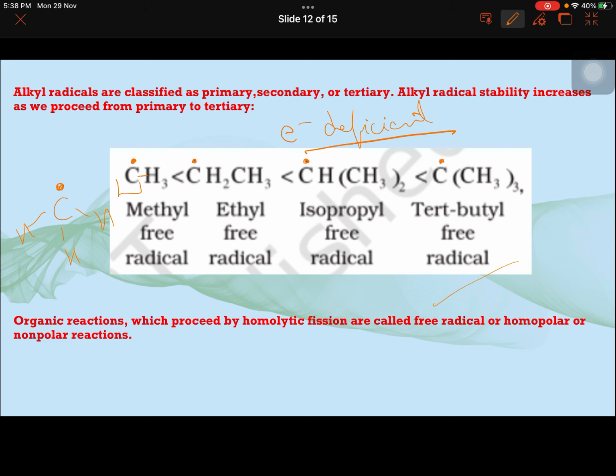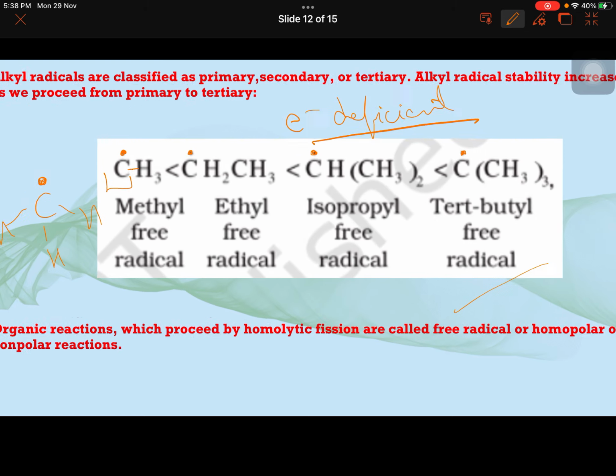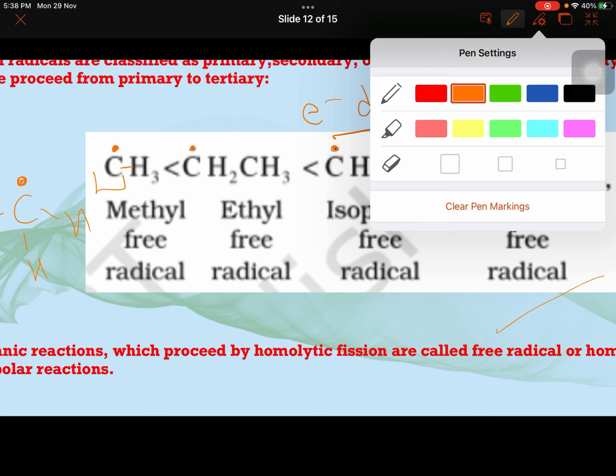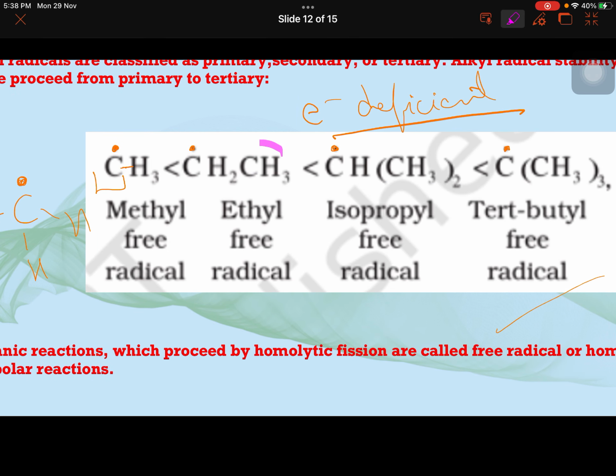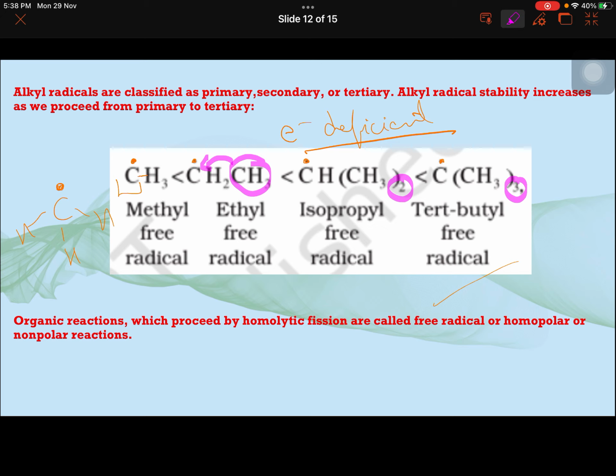We'll discuss it again when we talk about hyperconjugation and inductive effect in the next presentation. But here it is exactly like carbocation. Why am I saying so? Because here you have one R group to help this electron deficient carbon, 2 R groups, 3 R groups. So same way, if something is having some deficiency and there are more number of groups to help, then that gives more stability. Organic reactions which are proceeding by homolytic fission, they are called free radical or homopolar or non-polar reactions.